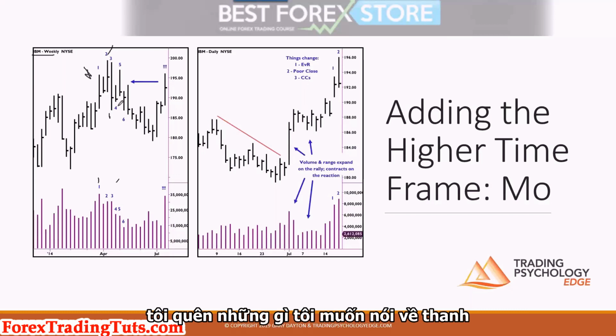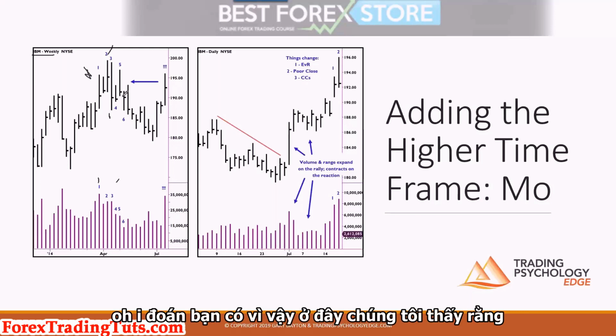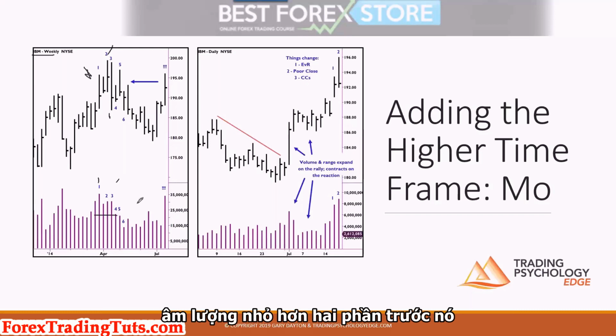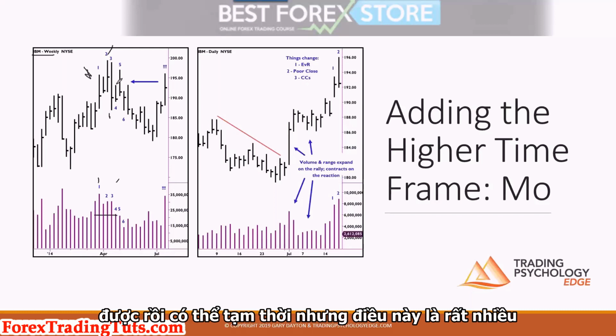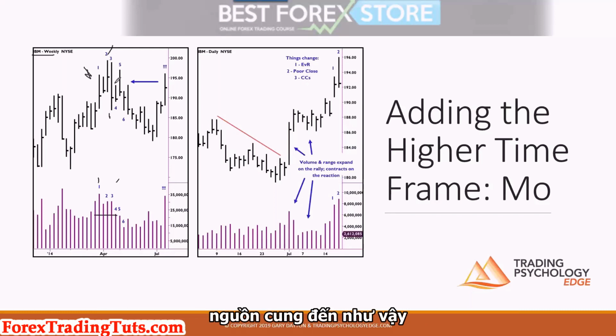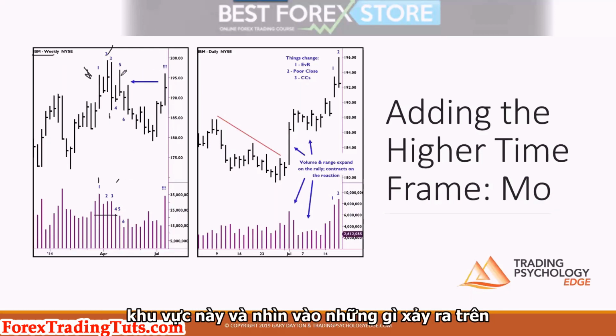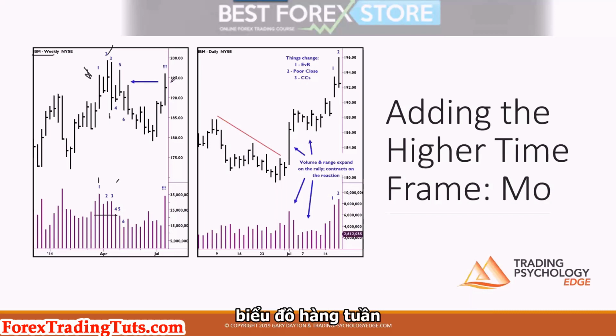I forget what I wanted to say about bar 5. Oh, I guess yeah, so here we see that this is a down bar, narrow range inside, volume less than the previous two. It must be no supply. Okay, maybe temporarily, but this is a lot of supply coming in, so we're not going to view this as that. This is in the wrong spot, is what I want to point out here. We do rally up, we come right back down again, more supply. So we're coming back into this area, and look at what happens on the weekly chart.